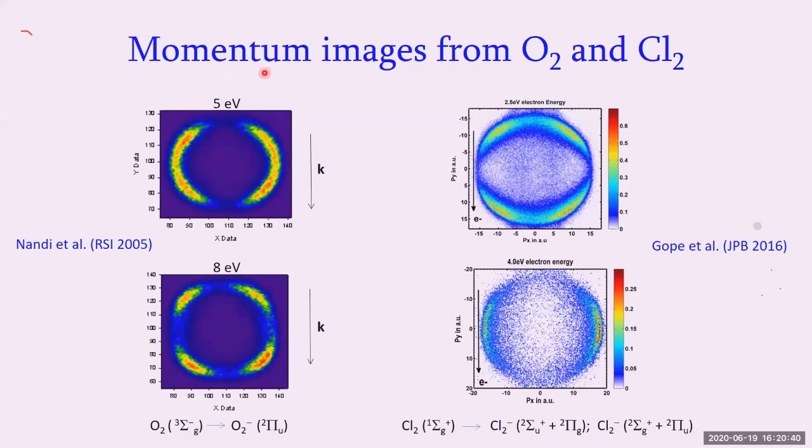And the angular distribution, of course, you can see from the pattern. The electron beam is going vertically from top to bottom. What is notable is that this is symmetric about the 90 degree direction. There is no asymmetry about the 90 degree direction. Now you can see Cl2 again. In Cl2, there are several states coming into the picture, and these measurements were done by Krishnendu. Here again it is symmetric about the 90 degree direction. There is no forward-backward asymmetry.